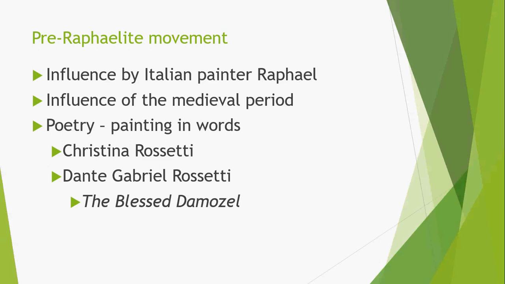There is exquisite imagery used here. It is, as I mentioned in one of the points here, painting in words. This kind of poetry that was written by the Pre-Raphaelites is poetry that is painted in words. Christina and Dante Gabriel were siblings. They were brother and sister.